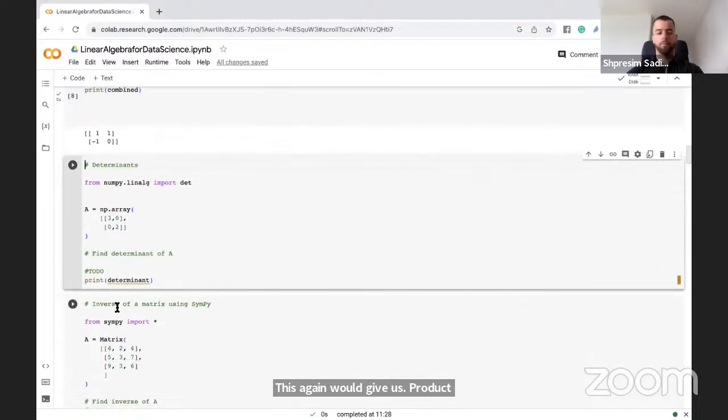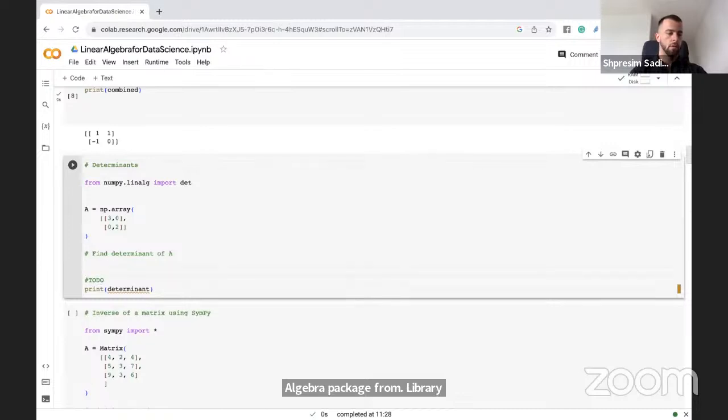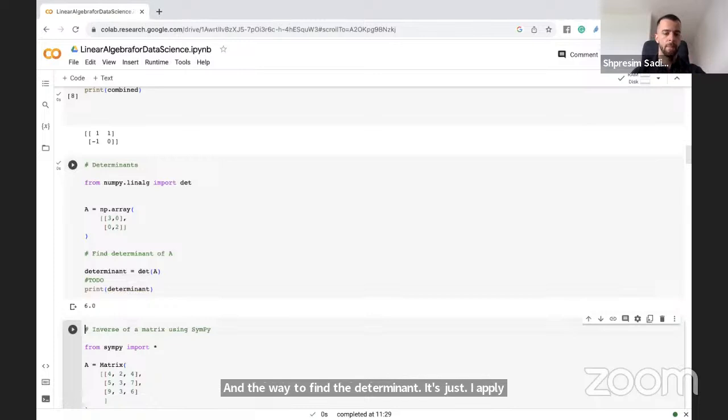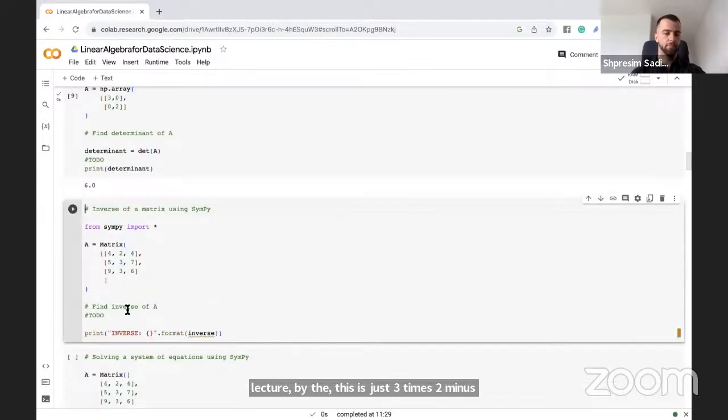Then we have the definition of the determinant and how we calculate the determinant of a matrix A. For this, we need the linear algebra package from the library NumPy, and we import the determinant. And the way to find the determinant is just by applying this operator on A. And yeah, as we saw from the lecture, by definition, this is just 3 times 2 minus 0 times 0, so this equals 6.